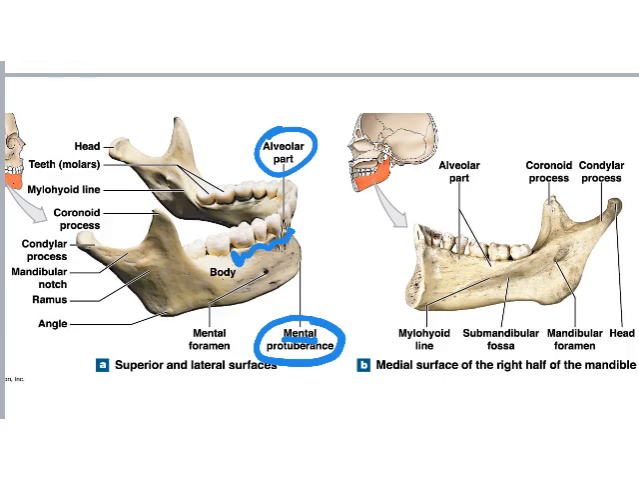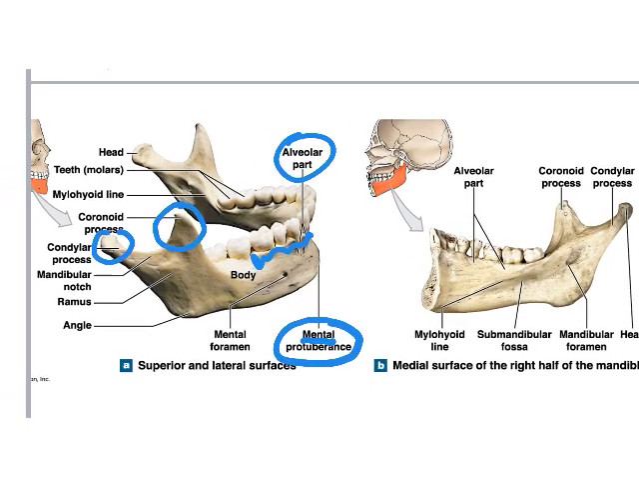There are also these processes that we talked about. Remember, the posterior part of the mandible separates into two different sections. One is the coronoid process, which is the more anterior portion, and one is the condylar process. So make sure you learn condylar process and coronoid process, and make sure you can keep the two separate. One is posterior, that's the condylar process. One is anterior, that's the coronoid process.